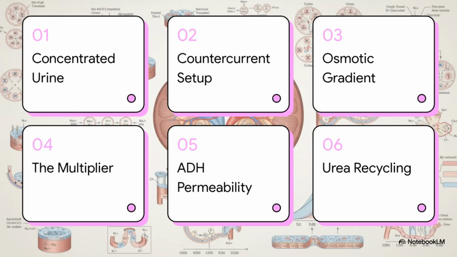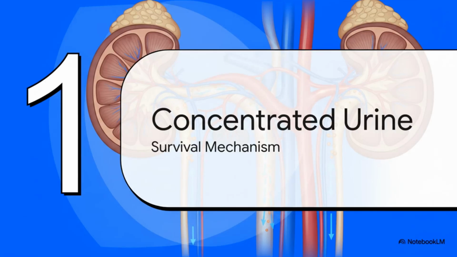We're covering 1, excreting concentrated urine, 2, the countercurrent system setup, 3, building the osmotic gradient, 4, the countercurrent multiplier, 5, ADH and tubular permeability, and finally, 6, the urea recycling mechanism. Let's start with Section 1, excreting concentrated urine, the mammalian survival mechanism.